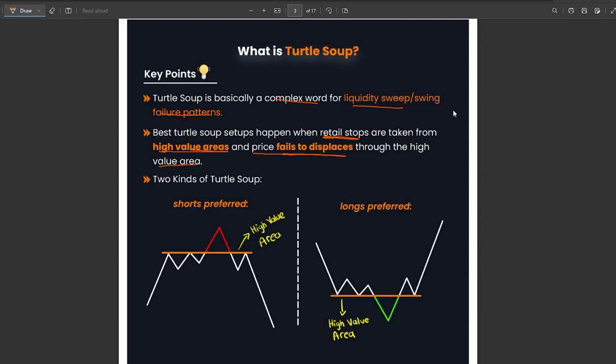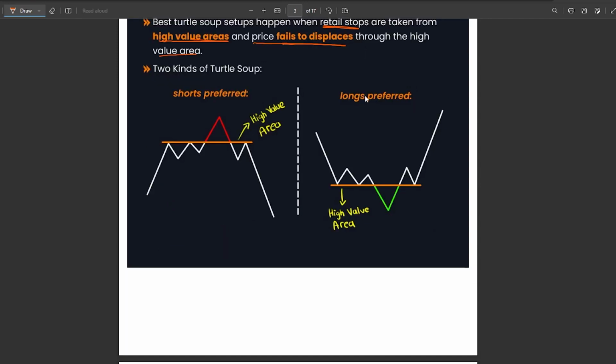Now let's look at the bullish turtle soup pattern and a bearish turtle soup pattern. In a bearish turtle soup pattern, price takes out these retail stops and then closes back inside to give us a short trade. We would short here, placing a stop above the high and targeting these lows. However, it is important to note that the turtle soup patterns are a high win rate pattern when they happen at the high value area. We will be seeing what are high value areas just in a minute.